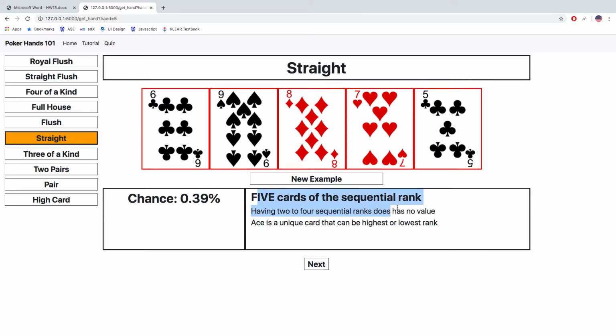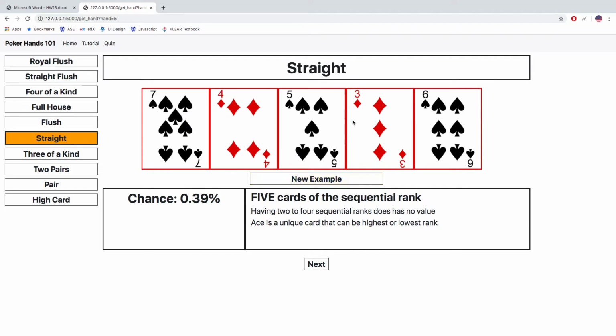Straight, 5 cards of the sequential rank. Well, no, we have less than 1% chance of getting this. Having 2 to 4 sequential rank has no value. Okay, ace is a unique card that can be the highest or the lowest rank. Okay, 5 cards of the sequential rank. We have 5, 6, 7, 8, 9. Okay, 3, 4, 5. Okay.